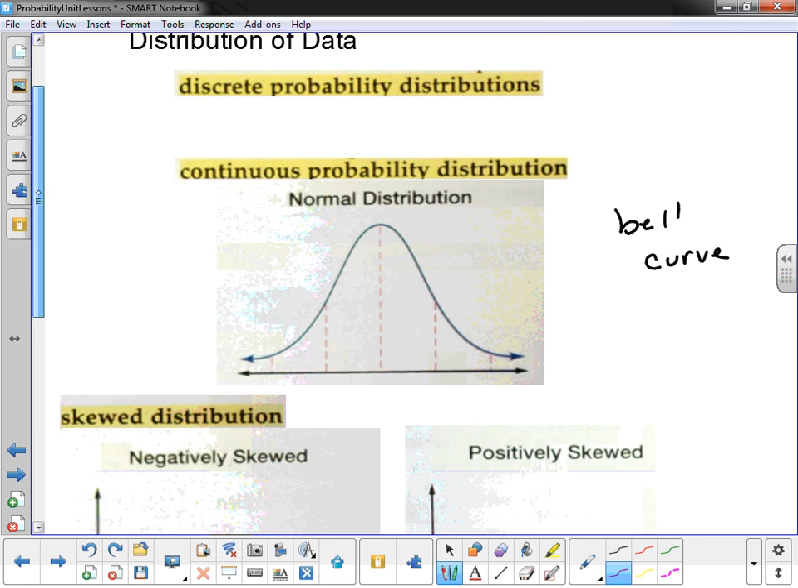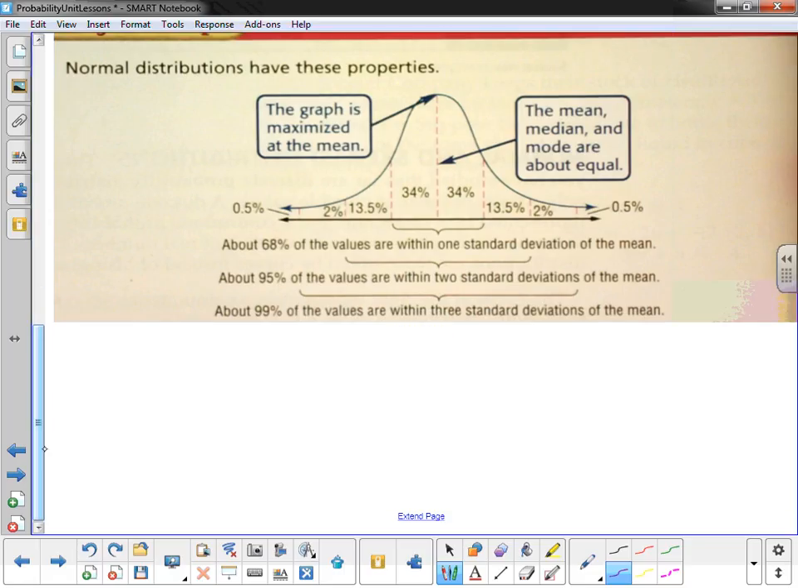Okay, so now let's talk more about the normal distribution. A normal distribution has these properties. The graph is maximized at the mean. The mean, the median, and the mode are all about the same value. They're all real close together. And then when that happens you get this nice little curve. Here's my mean, and here I have a mark, and a mark, and a mark, and a mark, and a mark. Each one of these is a standard deviation, like we were talking about in the last lesson. One standard deviation.